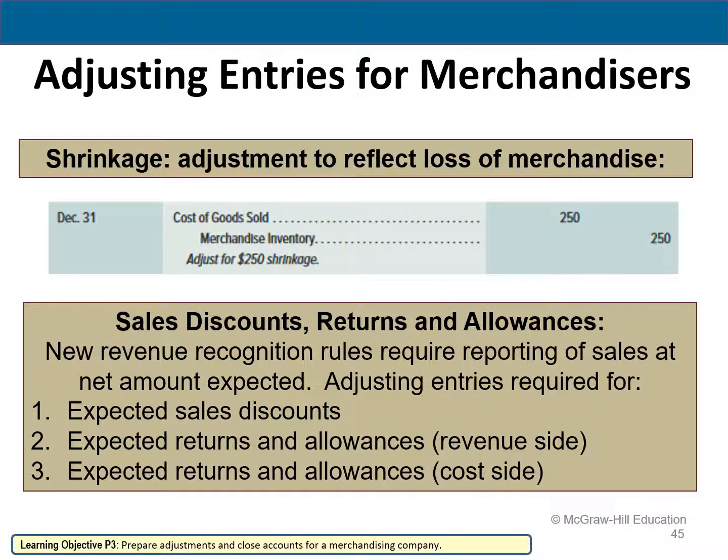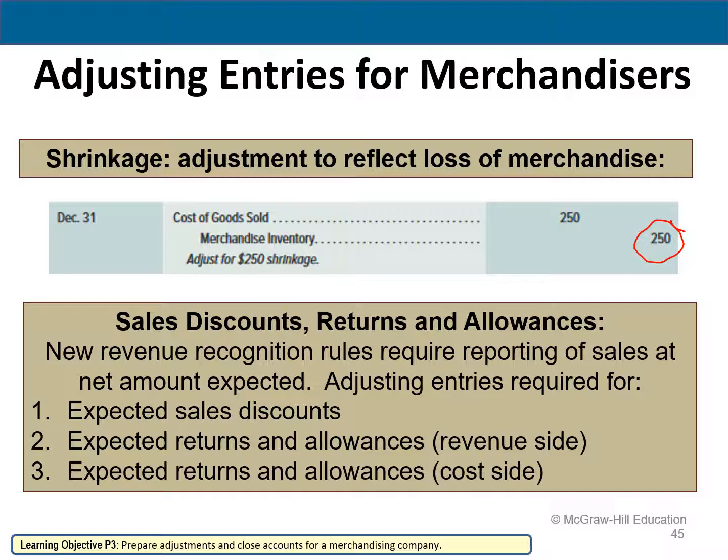All right, so adjusting entries for merchandisers. So there's this idea of shrinkage, which is just the adjustment to reflect loss of merchandise. So if we were to record shrinkage of $250, we would reduce our inventory by $250 with a credit, and we would debit cost of goods sold $250. So when you have shrinkage or loss of merchandise, you record it just like you would if you had a sale. It's the same entry where you debit cost of goods sold and you credit inventory.